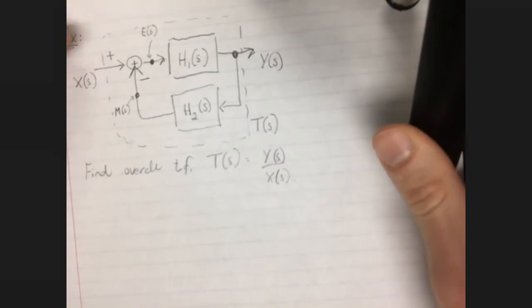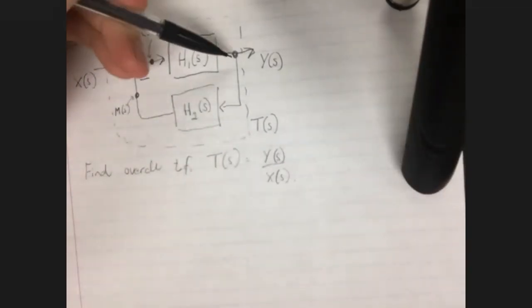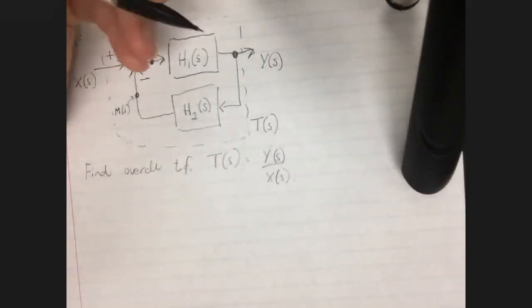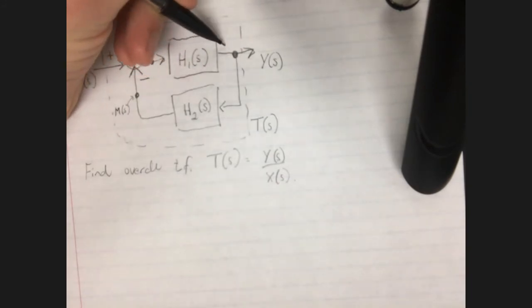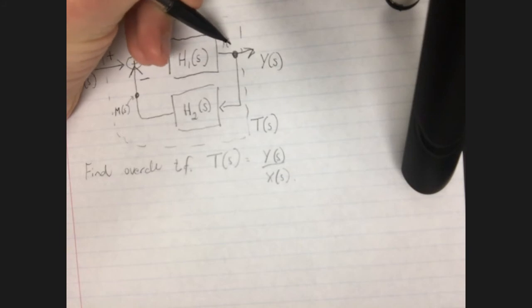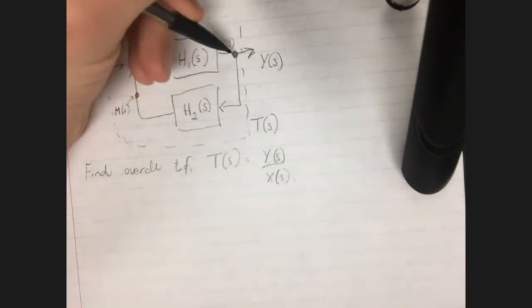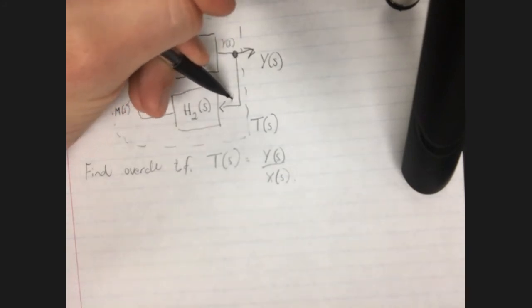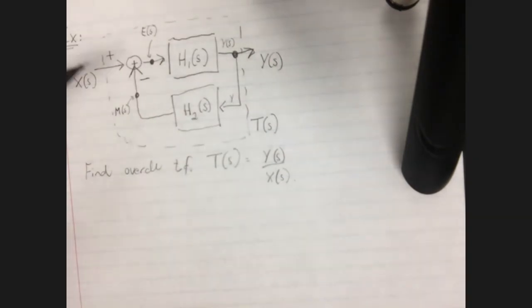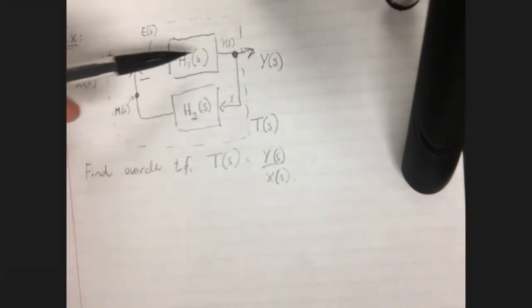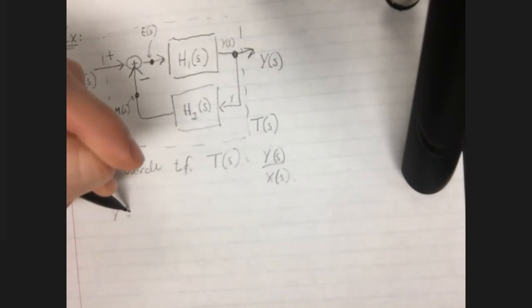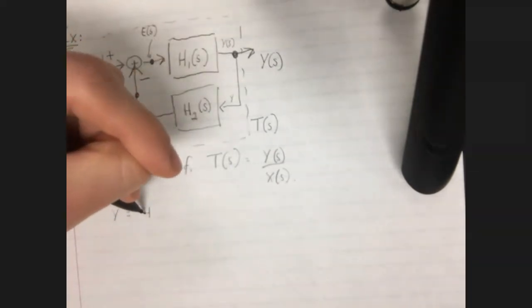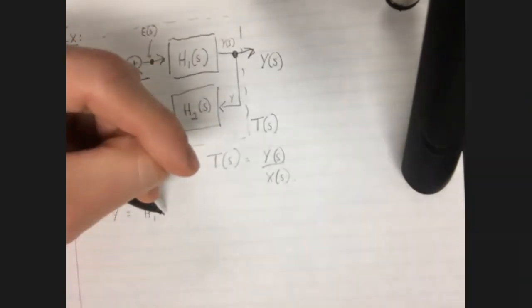Notice that over here, my Y of S, the one coming out right here, is already Y of S. And Y of S is splitting back in here, so this is also Y. But my Y is coming straight through, and so I can say that Y is equal to H1 times E, right?